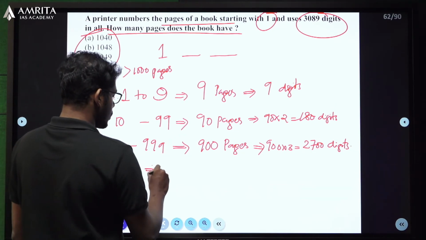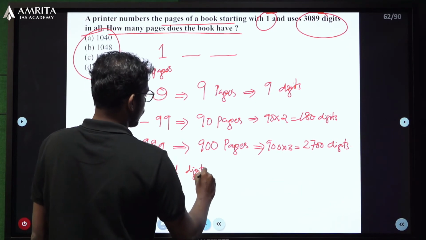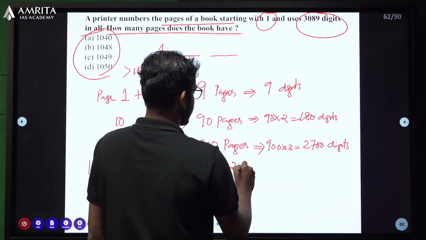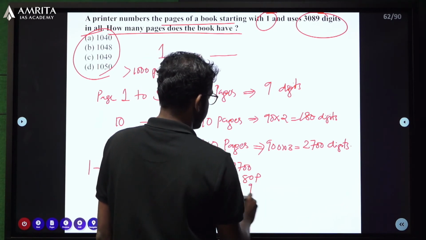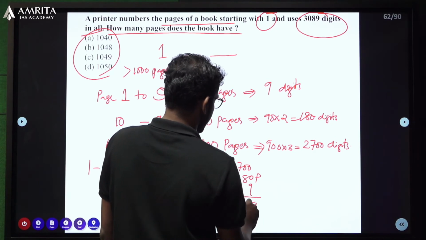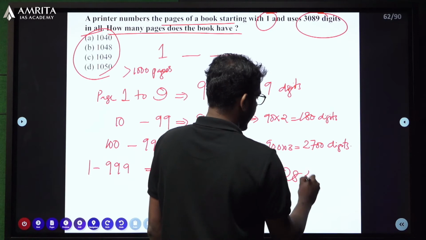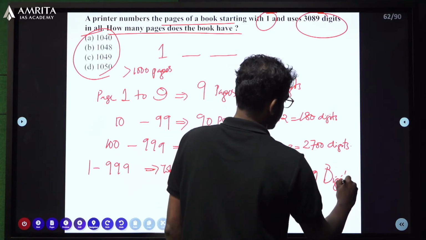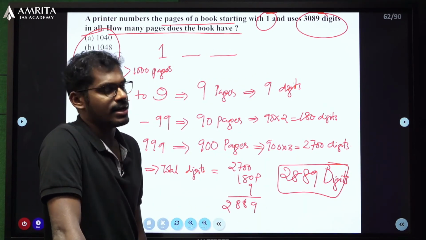So from page 1 to 999, total digits printed are 9 plus 180 plus 2700. So 2700 plus 180 plus 9, that is 2889. Total there are 2889 digits.